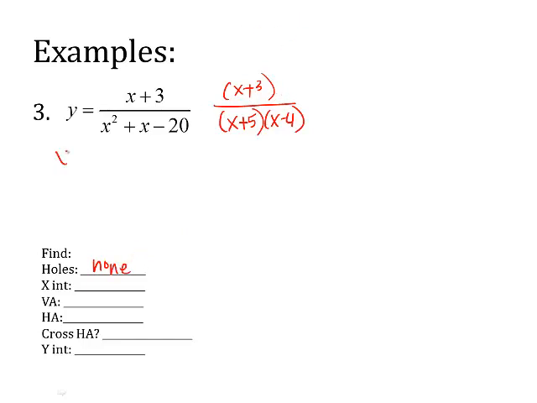X-intercept, take the numerator, set it equal to 0, solve it. So I have a negative 3, 0 as my intercept. Vertical asymptote, I set the factors in the bottom, the denominator, equal to 0, and solve those. So x is negative 5, x is positive 4. So I have 2.